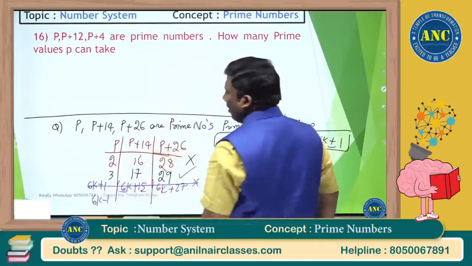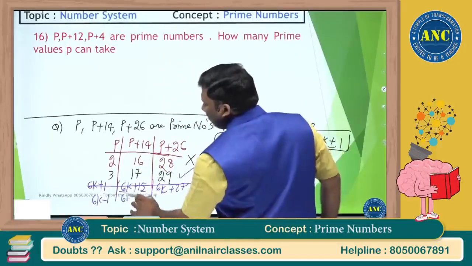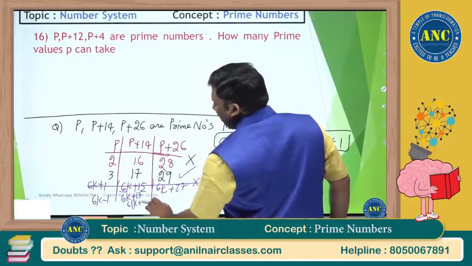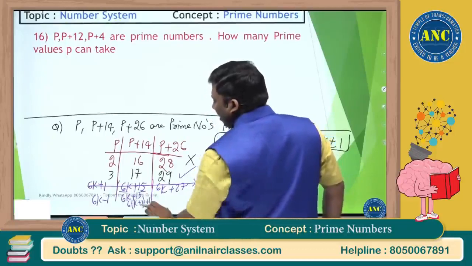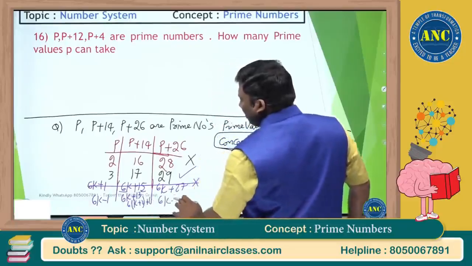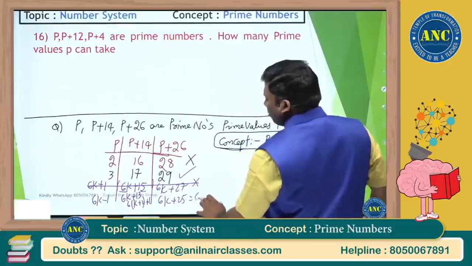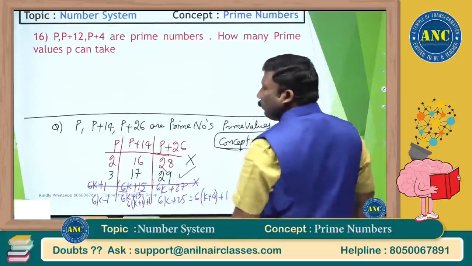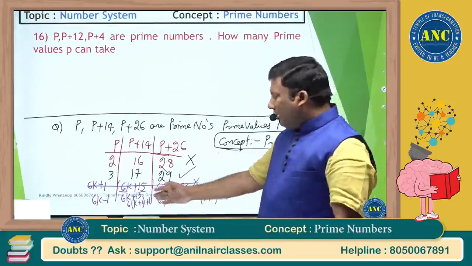6k minus 1, then 6k minus 1 plus 14 is 6k plus 13, which is 6 into k plus 2, plus 1. And 6k plus 25 is 6 into k plus 4, plus 1. K plus 2 you can give as some variable A.